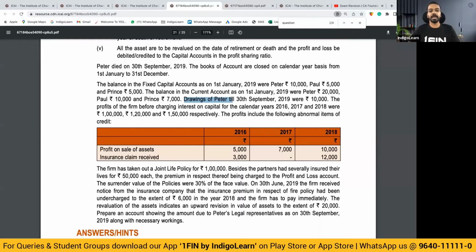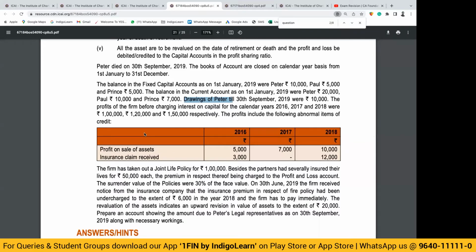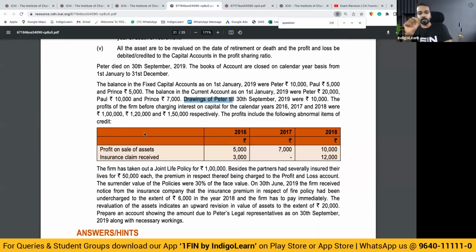Very good. Then what about the separate life policy? Sir, for the partners who have died, the policy value will be received, and for the existing partners, the surrender value will be received. Very good. So for one partner who has died, we will receive 50,000, and then it says surrender value of policy were 30% of the face value. So for the remaining two, 30% of 50,000, that is 15,000 each.